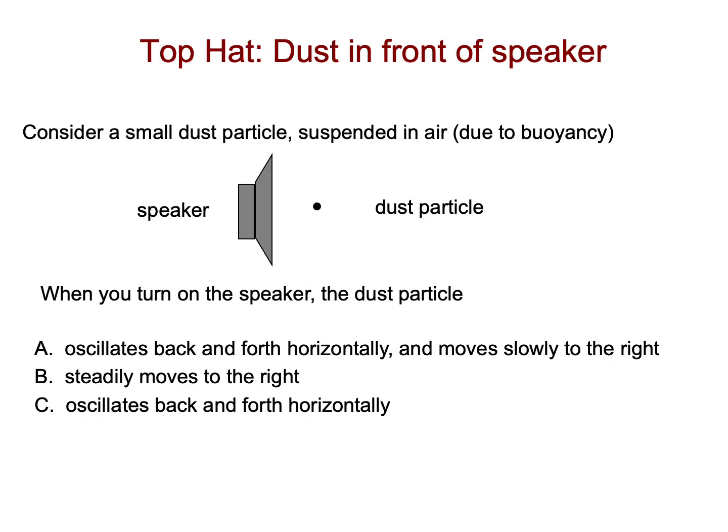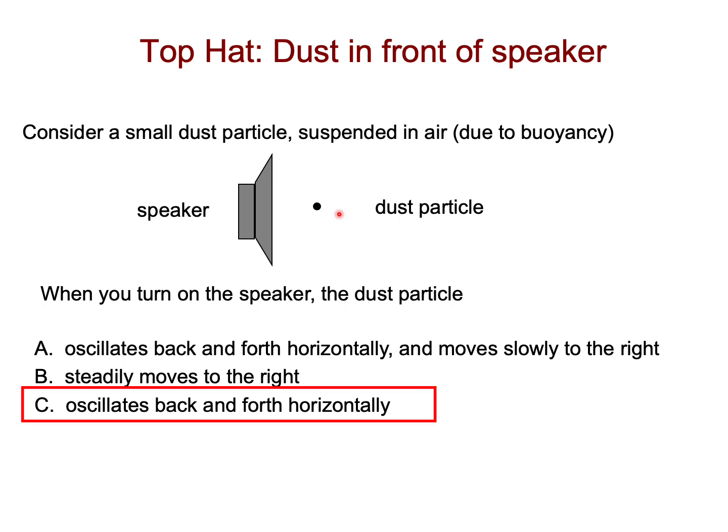This is a top hat problem we didn't get to in class, but it's a nice illustrative example of a dust particle in front of a speaker. When you turn on the speaker, the dust particle will either A, oscillate back and forth horizontally, slowly moving to the right, or B, steadily move to the right, or C, oscillate back and forth horizontally. Take a moment to think of the answer. If you need to, feel free to pause. Otherwise, I'm going to move forward now.